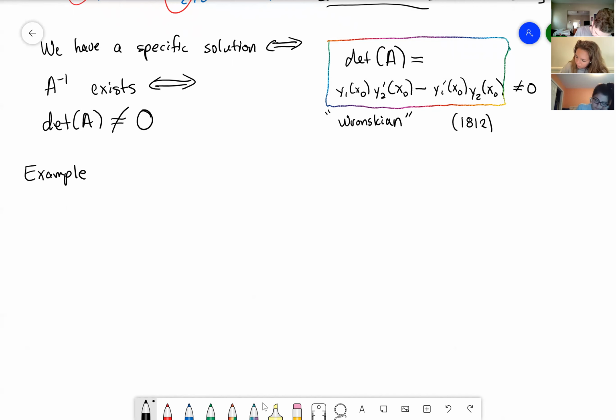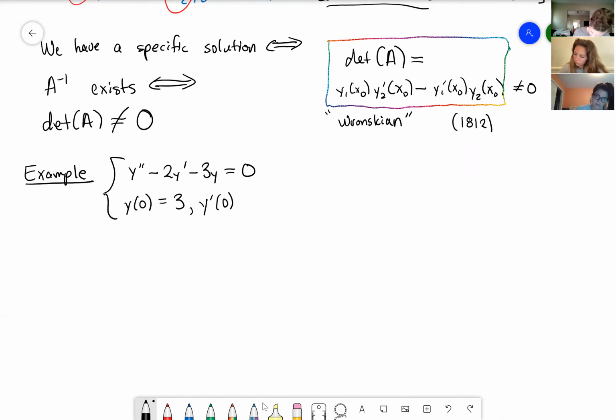So here's the example. Our ODE is going to be y double prime minus 2y prime minus 3y equals 0. y of 0 is equal to 3. This is our initial condition. So it has two parts. The other part is the derivative of y at some initial point. And so that's what we get.